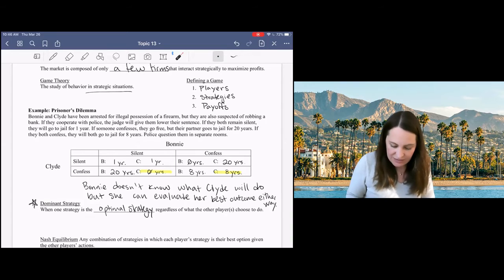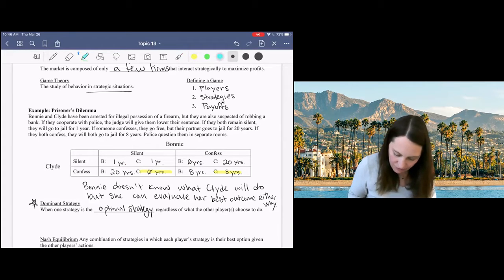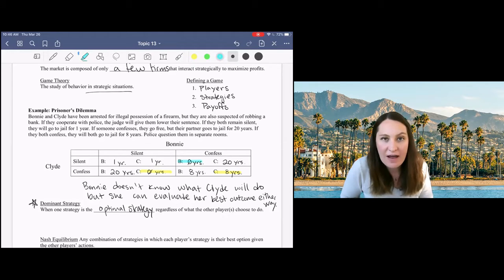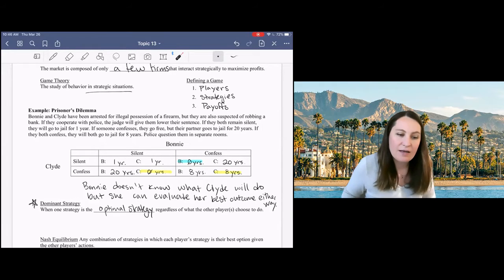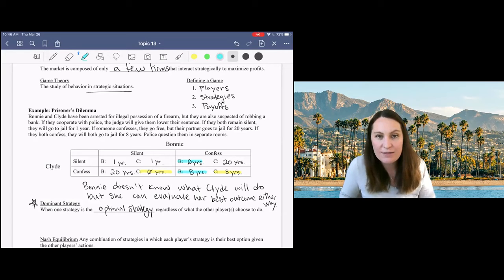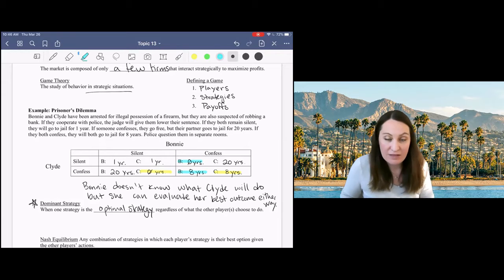But here, Bonnie has this choice between silent and confess, and she doesn't know whether Clyde is going to stay silent or confess, but she knows if Clyde stays silent, she has a choice between these two outcomes. 1 year, oh, I'm sorry, my internet is really slow right now apparently, and 0 years. So 0 is better than 1. So Bonnie will choose to confess if Clyde stays silent. If Clyde confesses, she has a choice between 20 years and 8 years, and again, her dominant strategy here is to confess. It's the best option for her, regardless of whether Clyde stays silent or confesses.